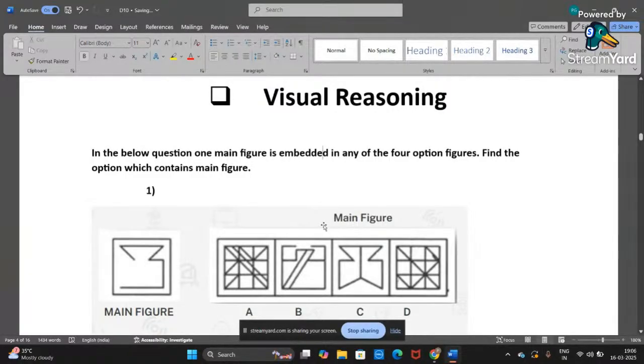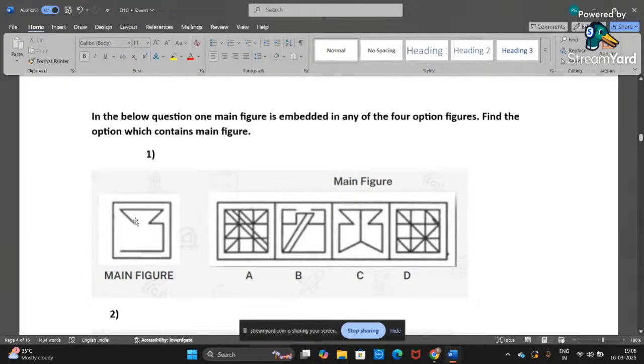This is a very simple and easy concept. They'll give the question and a figure like this. We need to find in which of the given figures the main figure is embedded. In the below question, one main figure is embedded in any of the four option figures. Find the option which contains the main figure. Like this figure, in any one of the options, it will be embedded. So let us find out.